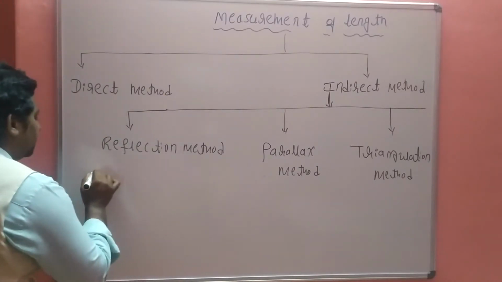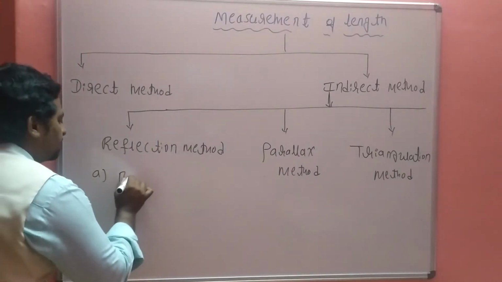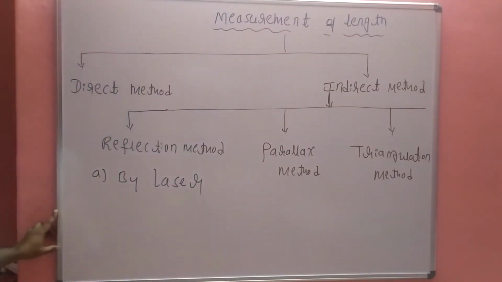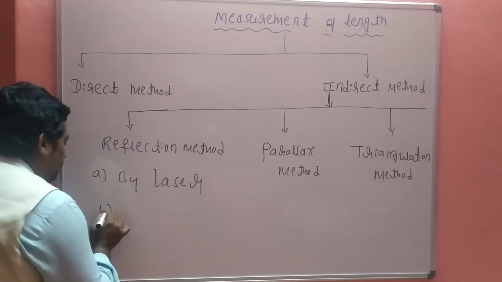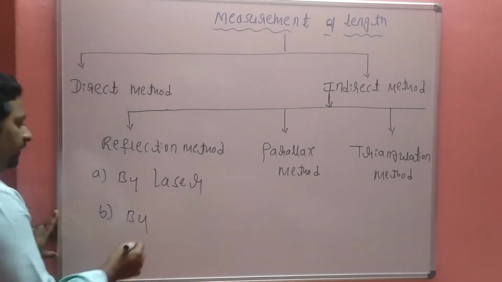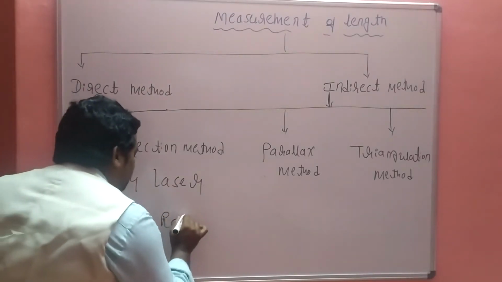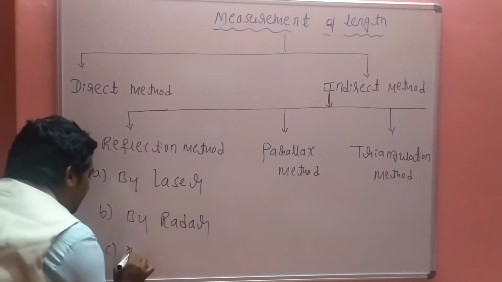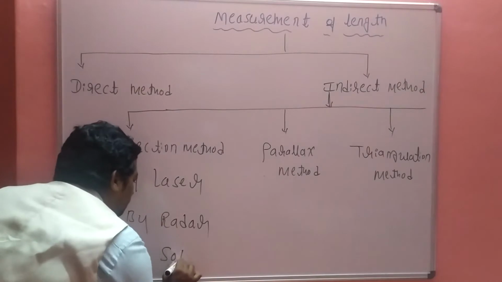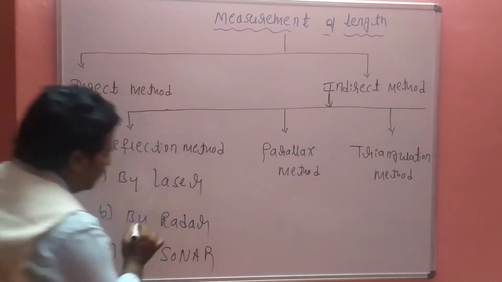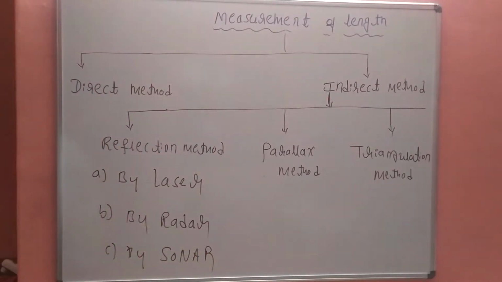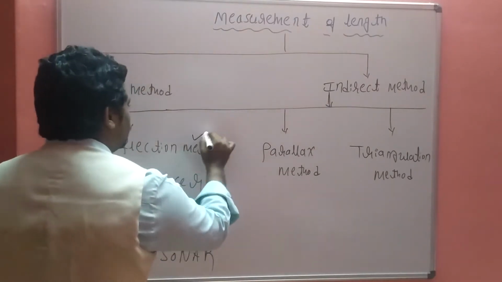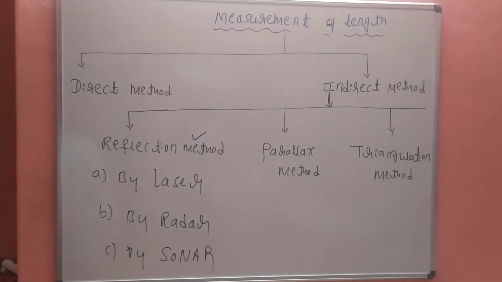So the reflection method: the first one is by using the laser. Second one is by radar method. Then third one is by sonar. Okay, so these are the categories of the reflection method.